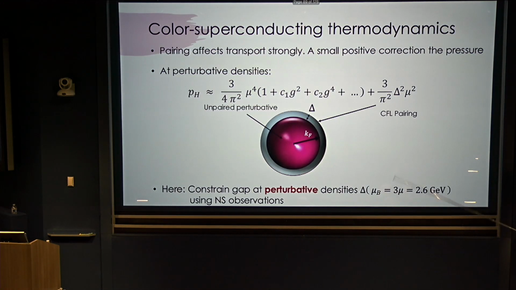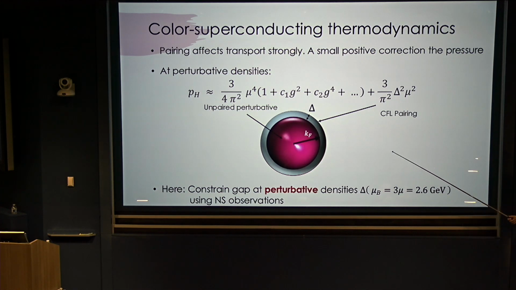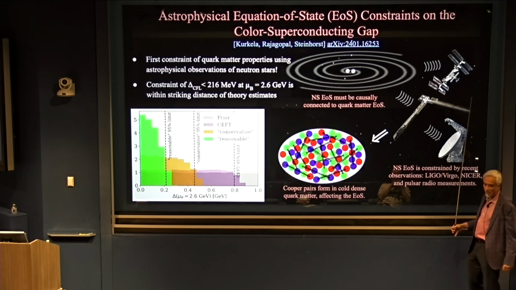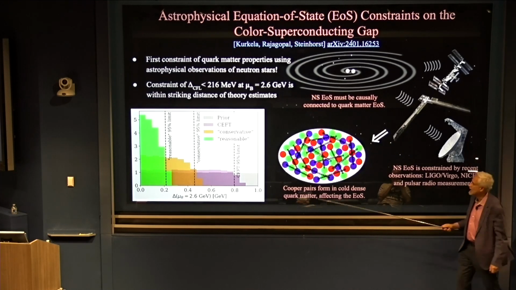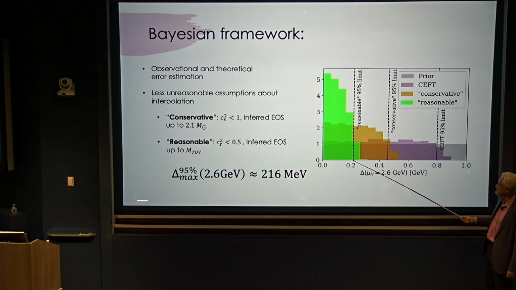And so what you do now is you say, well, this gap contributes to the pressure. The value of the gap is very uncertain, but how it contributes to the pressure is well understood. So if you mess with that whole story that I described before by adding a gap, how much of a gap do you have to add before you wreck the agreement between theory and data? And the answer turns out to be if you add a gap that's bigger than 216 MeV, you wreck the agreement between theory and data.